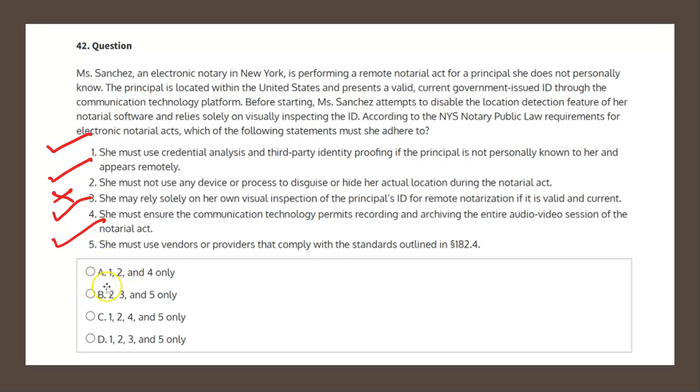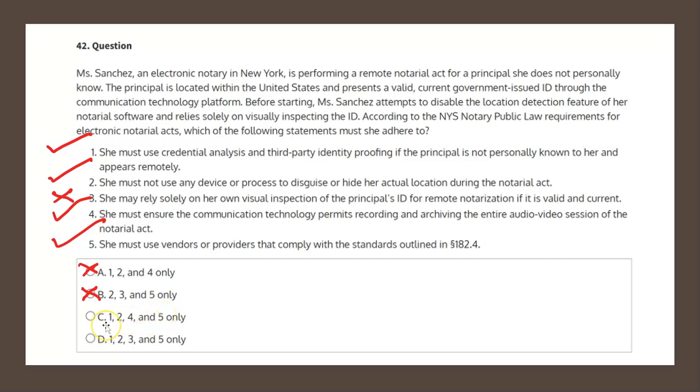Choice A states 1, 2, and 4 only are statements that she must adhere to. This is incorrect because she must also adhere to Statement 5, and therefore choice A is not her solution. Choice B states 2, 3, and 5 only. This is incorrect because she must also adhere to 1 and 4, and therefore choice B is not her solution. Choice C states 1, 2, 4, and 5 only. Well, this is our solution based on having check marks next to 1, 2, 4, and 5 above.